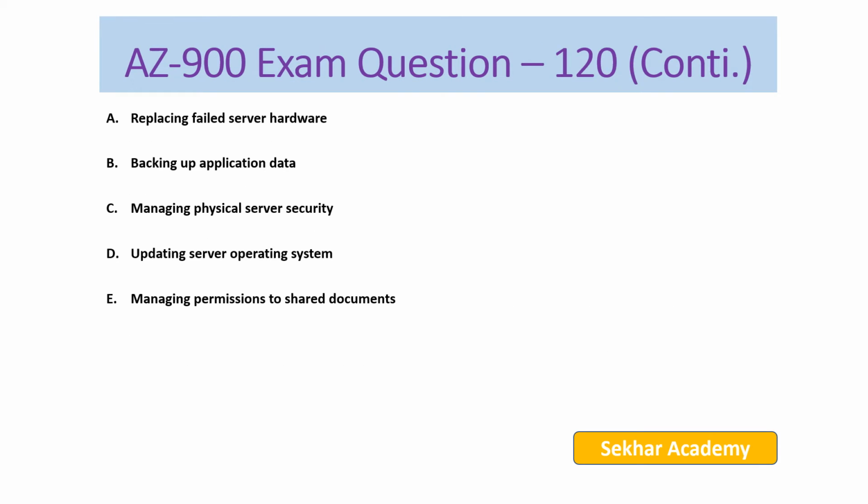The options we have: A. Replacing failed server hardware, B. Backup application data, C. Managing physical server security, D. Updating server operating system, and E. Managing permissions to shared documents. The right answers are replacing failed server hardware and managing physical server security.